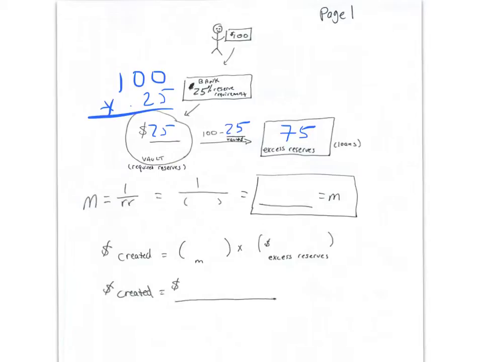Now, to find the multiplier in this problem, the multiplier is equal to 1 over the reserve requirement, or 0.25 in this problem. So when we plug that into our calculator, or ask how many quarters go into a dollar, the multiplier is 4. Now, to find out how much money was created in the banking system, you would take the multiplier, 4, times the original excess reserves of $75, and when you multiply that out, the actual money created by the original deposit was $300.